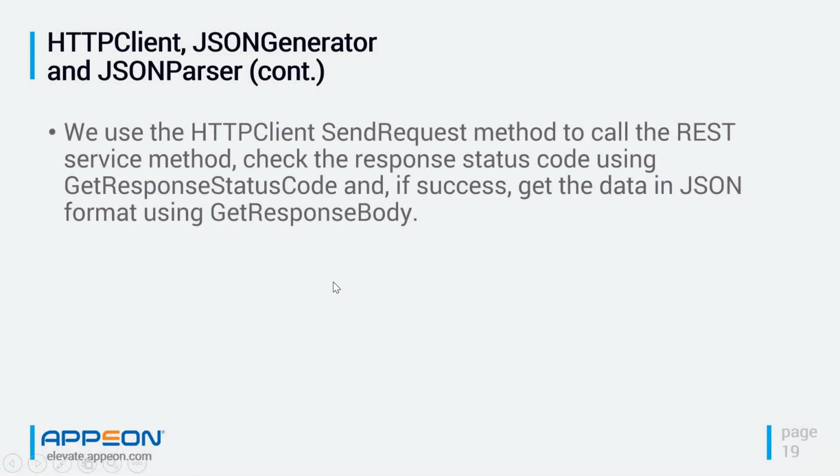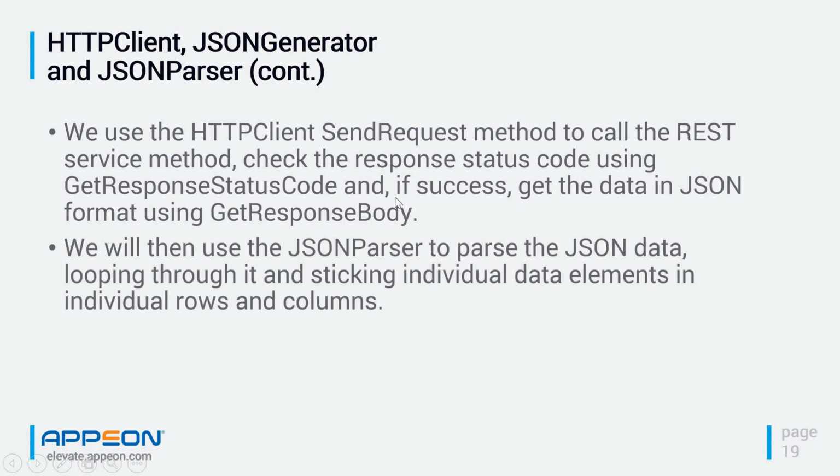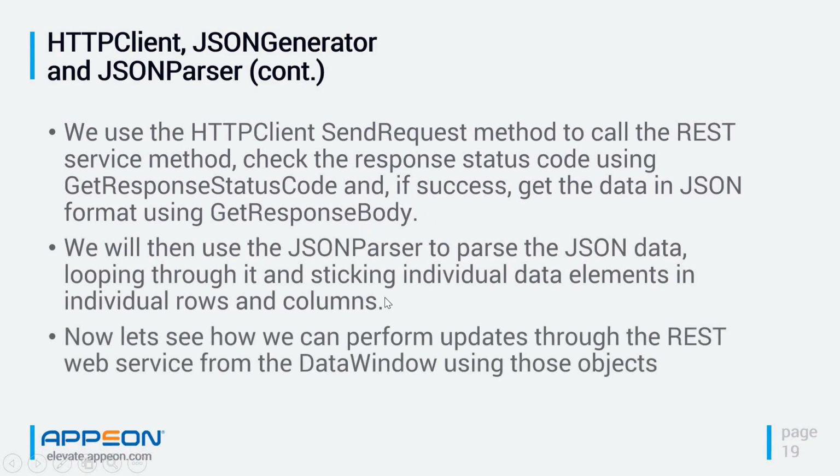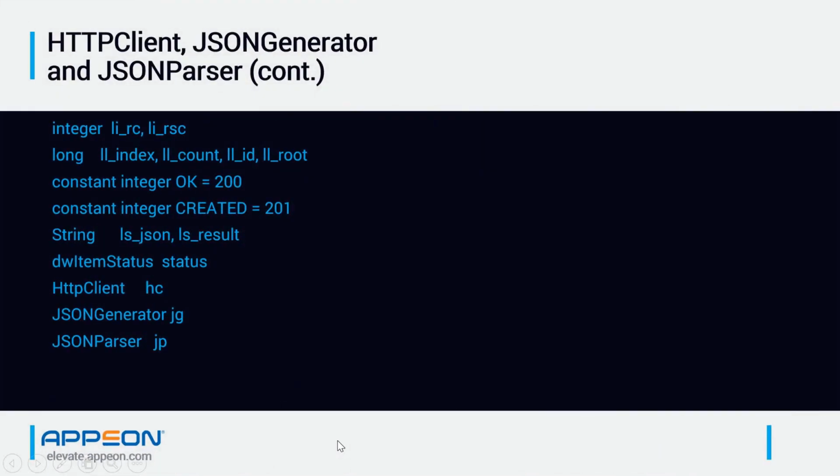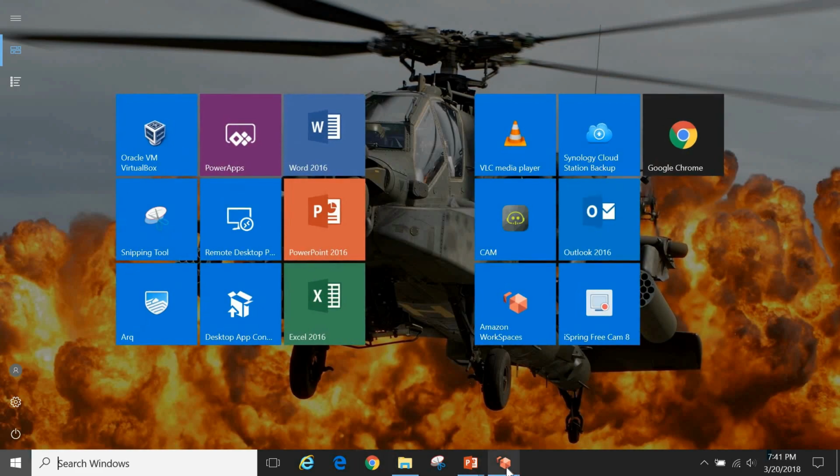Okay. And I just explained what we did. Check to get the status code, get the response body, loop through it. So that's how we did the retrieve. Now let's see how we can do updates from the data window to the REST web service using those same objects. For that, we're going to go back to the virtual machine again.